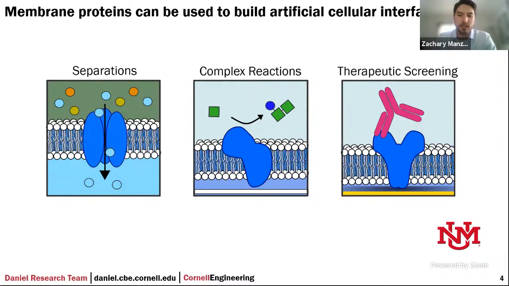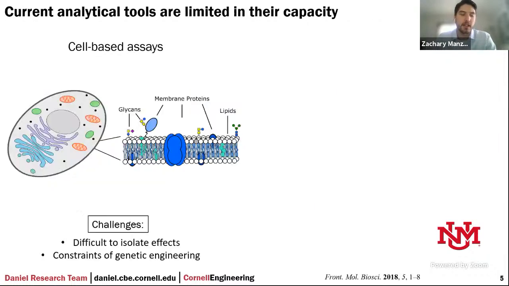One of the bottlenecks in really achieving this is that our current analytical tools are limited in their capacity. One of the first major ways people study these is in cell-based assays, in which you basically take a live cell, image things that are going on inside it, and this can be very powerful. But unfortunately, you're limited to the complexity that you're getting just inherently in the membrane, as well as the constraints of being able to engineer and genetically modify these organisms to see the response that you want to see.